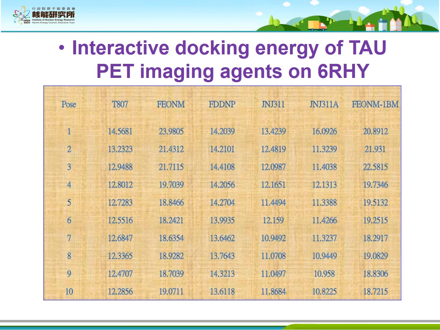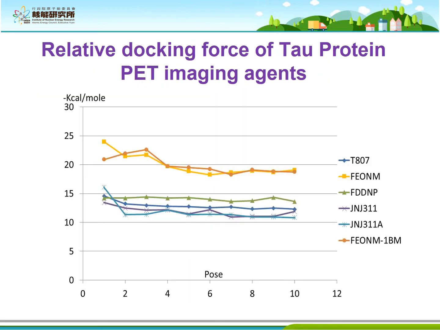Here is the interactive docking energy of tau protein PET imaging agents on 6RHY. Our PET imaging agent, Feon, is significantly higher than other PET imaging agents of tau protein. Relative docking force of tau protein PET imaging agent. From this figure, our tau protein PET imaging agent Feonm and its metabolite Feonm1Bn are significantly higher than other tau protein PET imaging agents.